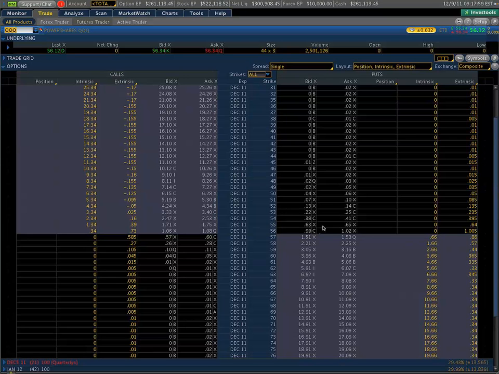It would have to decline to $54.40 in order for us to give us a break-even point. We would have to be at least 65 cents in the money at expiration for us just to break even.